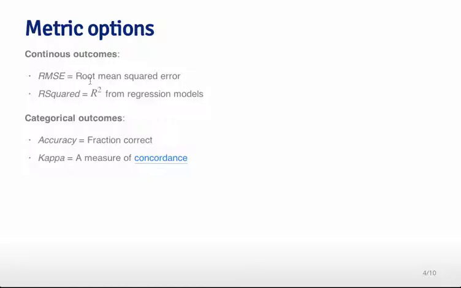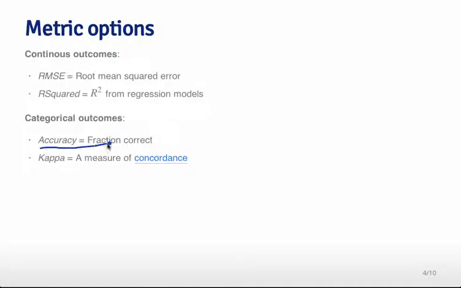So the metric options built into the train function for continuous outcomes are RMSE, or root mean squared error. You can also use R squared. This is the R squared that you get from a regression model if you remember that from the inference class. R squared is a measure of linear agreement between the variables that you're predicting and the variables that you predict with. Linear agreement is very useful if you're using linear regression and things like that. It may not be so useful if you're doing more nonlinear things like random forests and so forth.